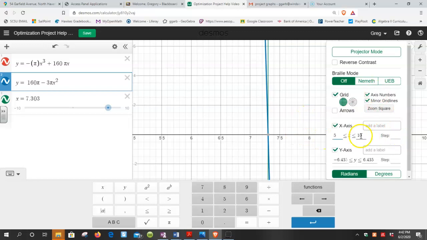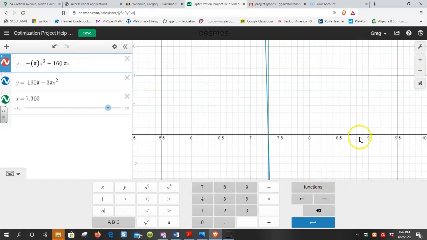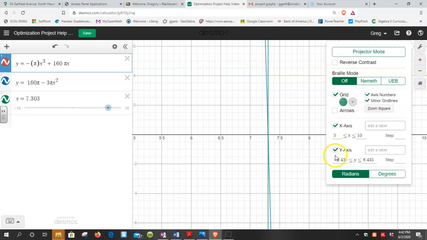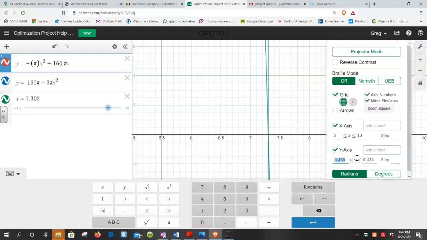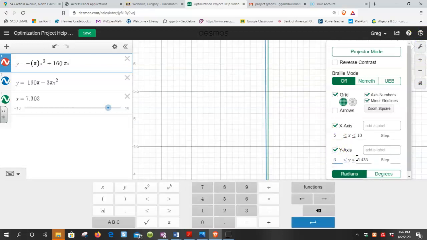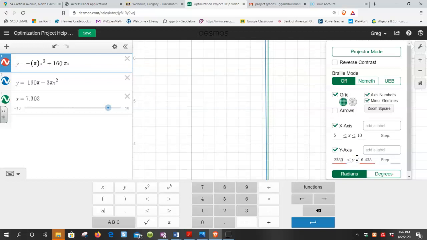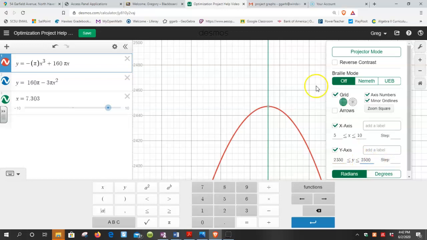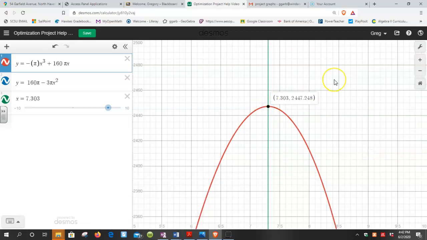And then my y-axis, well, if I plugged in 7.3 into my volume equation up here, then it's going to give me something in the 2000s. Therefore, I need to go back here and change that. So I know it's going to be 2400. So let's say 2350 to 2500. And booyah, there it is. All right. And then you could save that image, keep it. There you go. So that's what I would do if I were you.